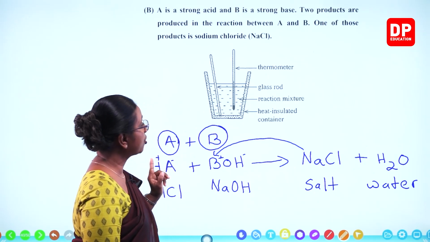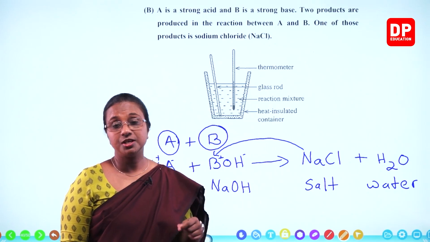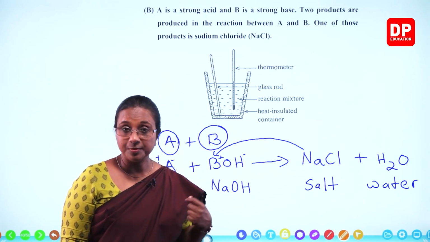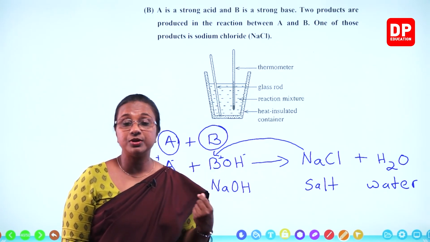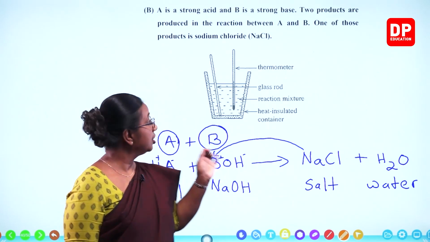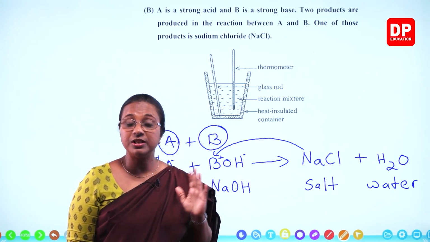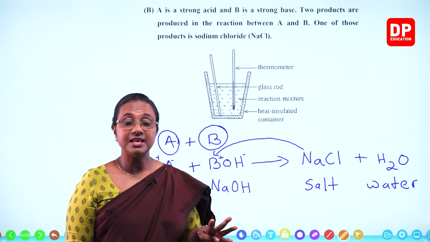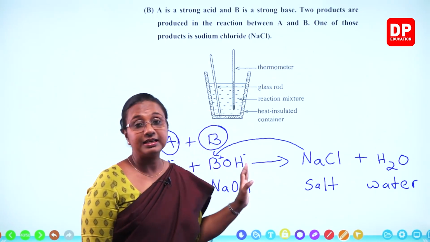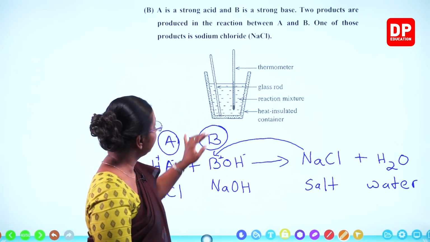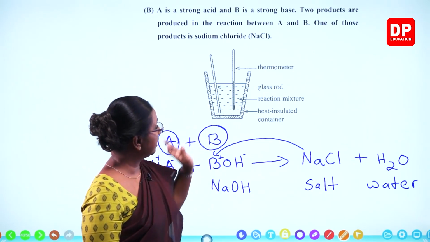Then you have a glass rod here. Why do we use a glass rod? To mix the reaction mixture so that the reactants are mixed together properly, as well as the heat energy is distributed uniformly throughout the mixture so that you will get a proper temperature reading. The heat is distributed evenly. Mixing of reactants as well as distribution of heat evenly so that you will get the correct thermometer reading. So for that we need to have a glass rod as the mixer and thermometer to read the temperature.